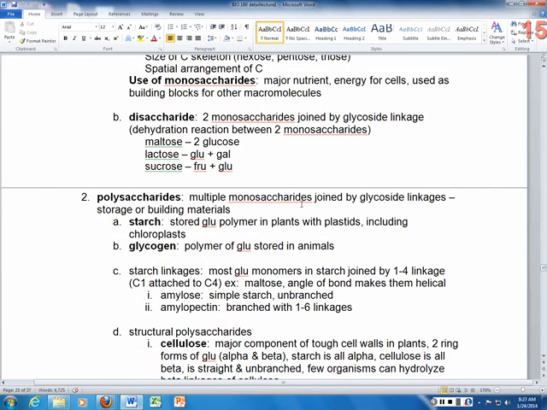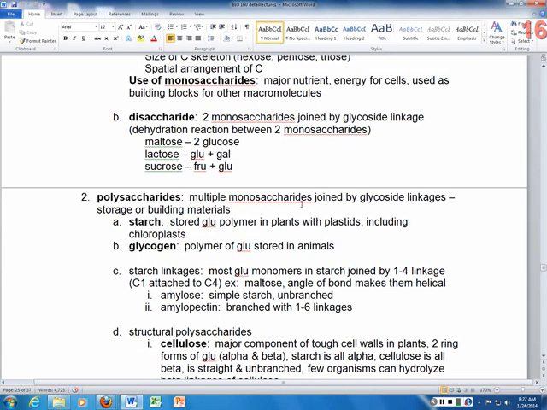So maltose, this is in starches. Where would you find lactose? Milk. Sucrose. That's table sugar. Yeah, the table sugar that you put on your table.